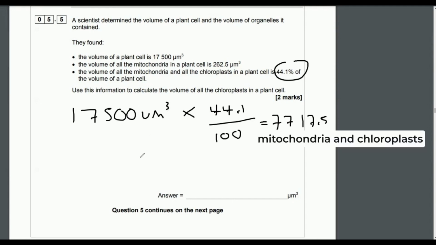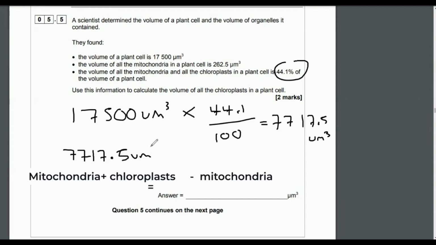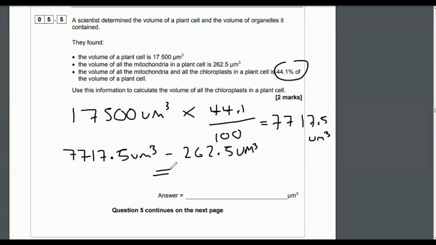Now we just want to know the chloroplasts, so we want to just take away the volume of the mitochondria. Oh my days, what am I doing here? It's like watching a 90-year-old flick through a newspaper. Okay, here we go. There we go. 7717.5, the total volume of the mitochondria and chloroplasts, minus the mitochondria gives us the chloroplasts on their own, which is what the question wanted us to do.